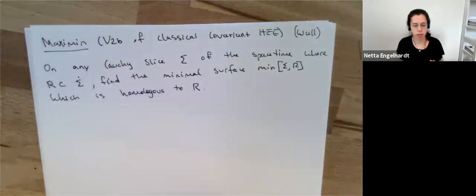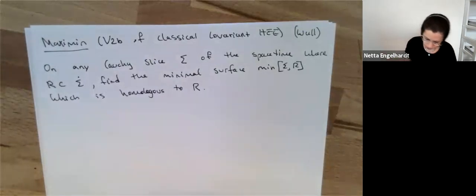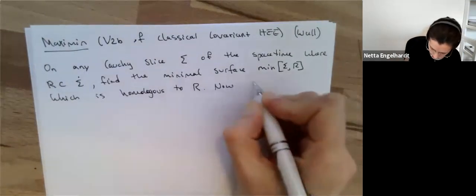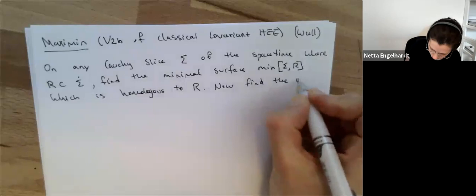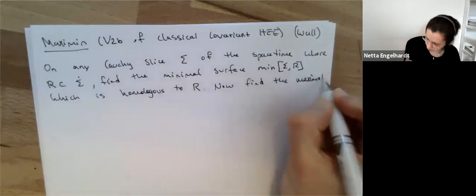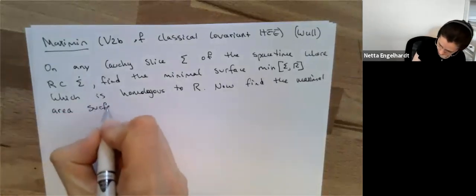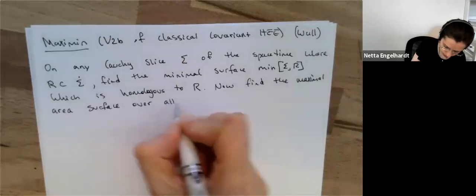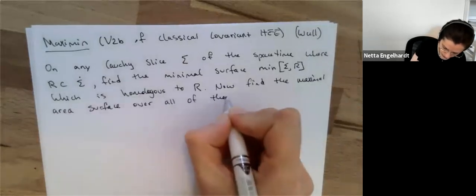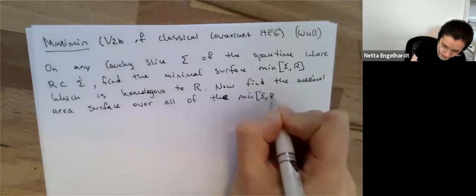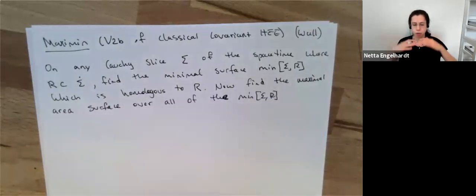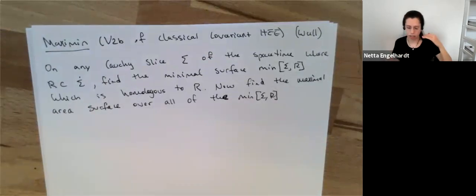So in some sense, this is exactly what we did in the Ryu-Takayanagi case. You have some Cauchy slice, you find the minimal area surface on it. Now, find the maximal, it's maximin, area surface over all of the min sigma R. So in other words, for every Cauchy slice, you find a min sigma R, and then you maximize over all of those choices.